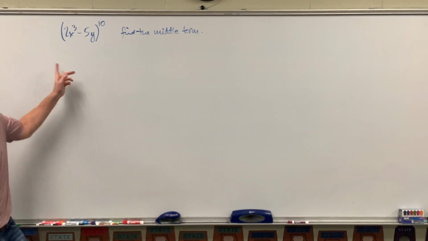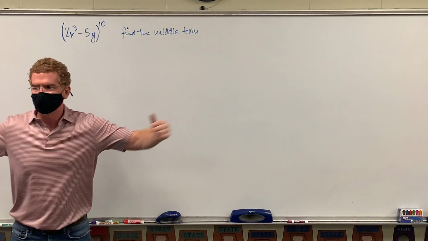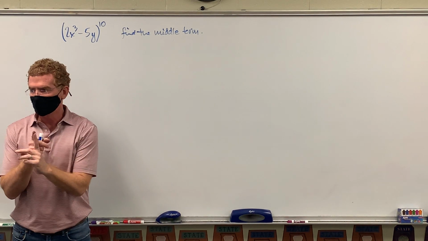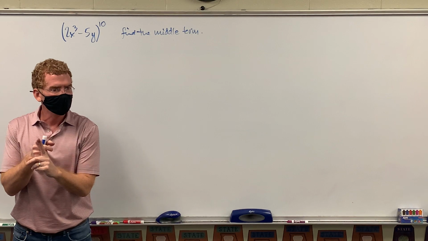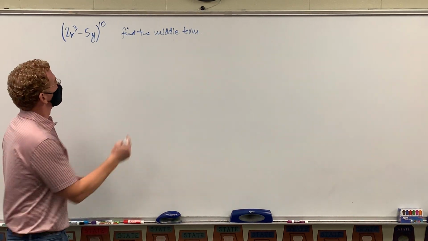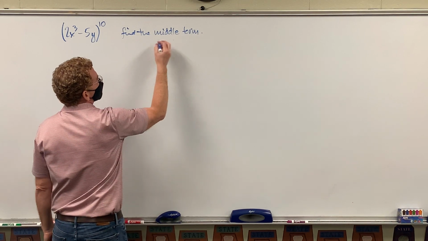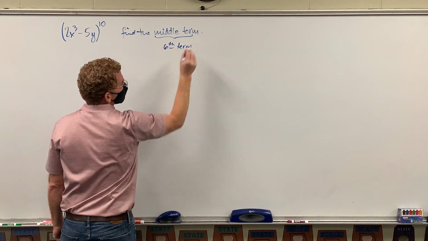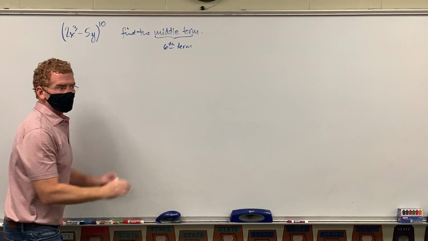But think for a second. If that's to the 10th, how many terms do you have? 11. Wouldn't that be 5 on each side and 1 in the middle? So which term is that? 6. And by the way, there's a trick for this too where you don't have to think as much. So the middle term, in this case, is actually the 6th term, isn't it? Right? So let's set it up.